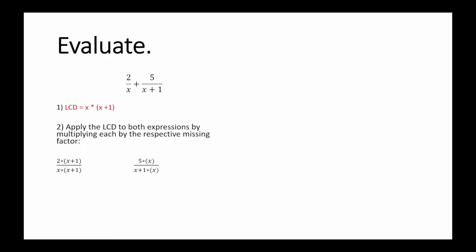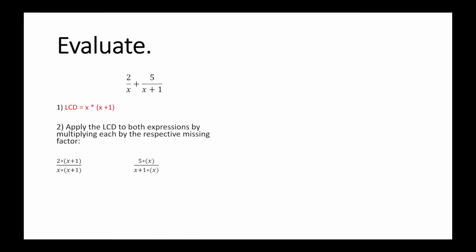2 divided by x is missing x plus 1. Therefore, what we'll do is we'll multiply the denominator by x plus 1. However, we can't only multiply the denominator. The entire expression has to be changed in order to be balanced. So what we do to the bottom, or the denominator, we have to do to the top, or the numerator.